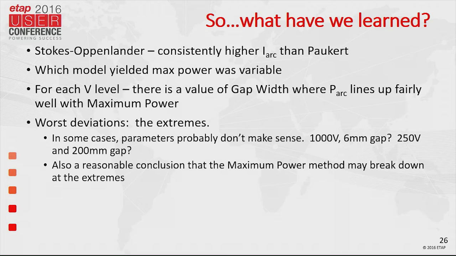What if we plug that stuff into maximum power? 50% arcing fault current, voltage across the gap one half the system voltage. It's just making that base assumption. The other ones give us some insight that maximum power may not, because it is a reasonable conclusion that maximum power is going to break down at the extremes as well. The other methods give us some more insight into that.